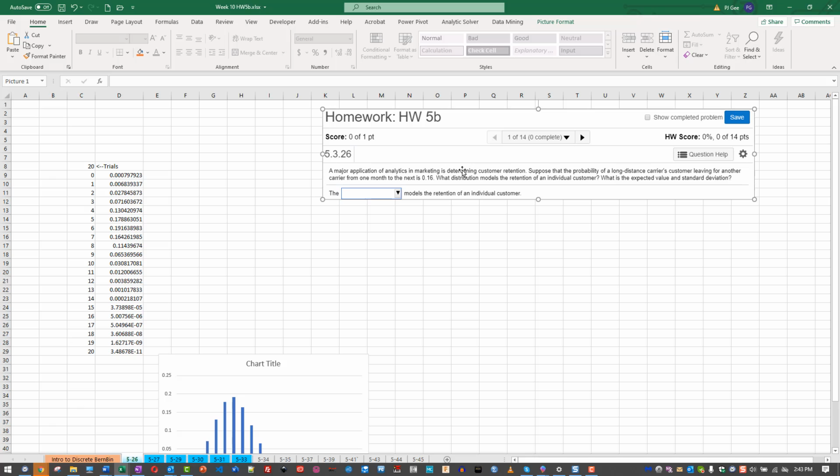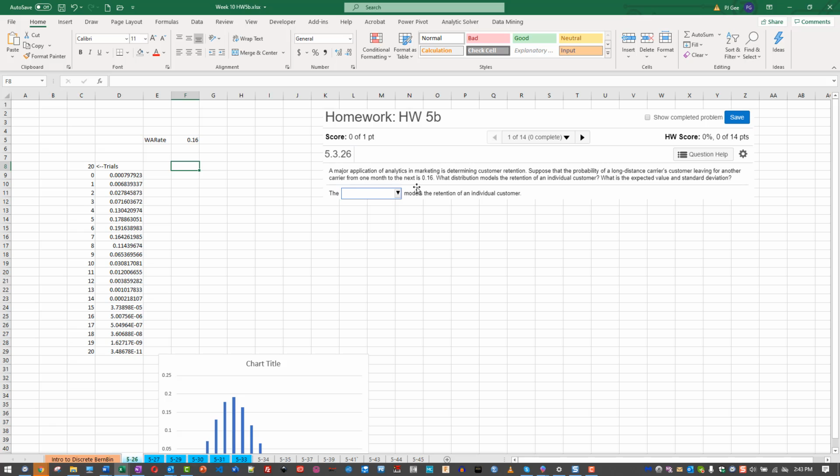A major application of analytics in marketing is determining customer retention. Okay, so if they stick. Suppose that the probability of a long-distance carrier's customer leaving for another carrier from one month to the next is 16%. Okay, so the walkaway rate is going to be 16% in this problem. Okay, so let's put that up here in a key area. Walkaway rate is going to be 0.16, but we're really interested in retention rate, so it's going to be the complement of that, right?